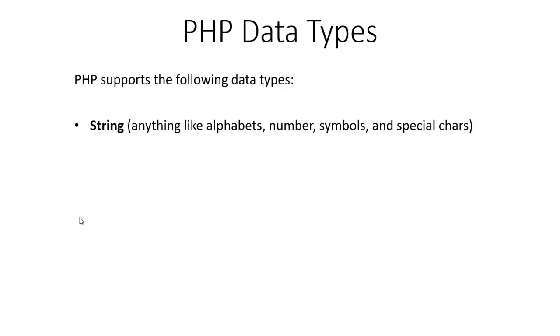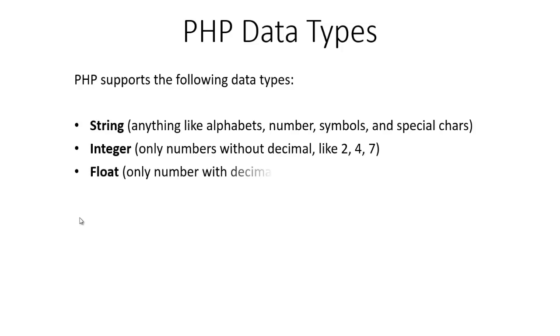The next one is integer. It will only be considered as a number without a decimal. Point to be noted, without a decimal, like any number, 2, 4, 7, like I just gave the example. The next one is the float. Float is again a number but with a decimal. So the only difference between integer and float is that float has a decimal.